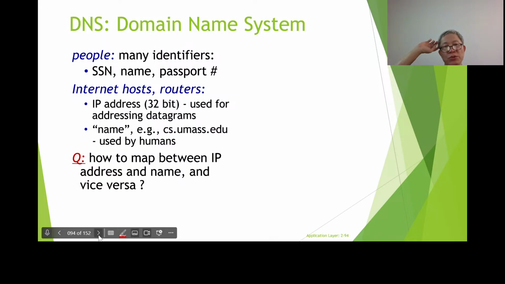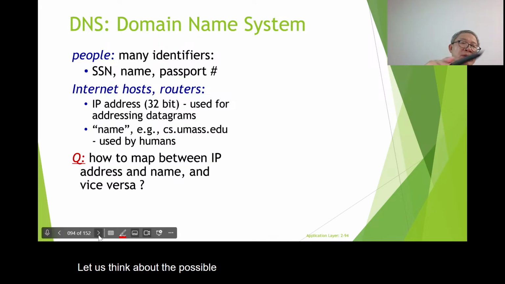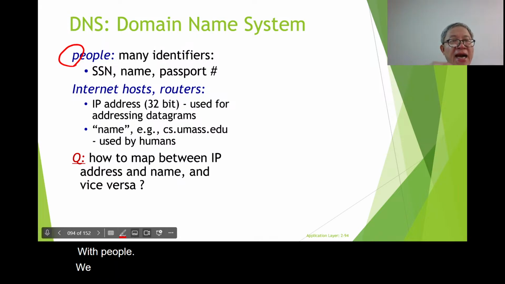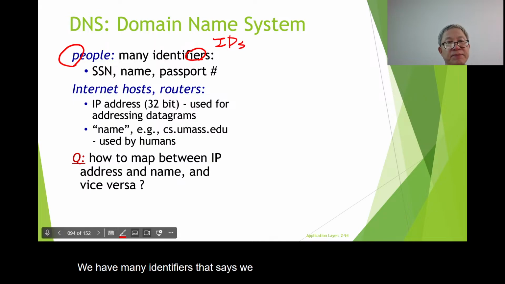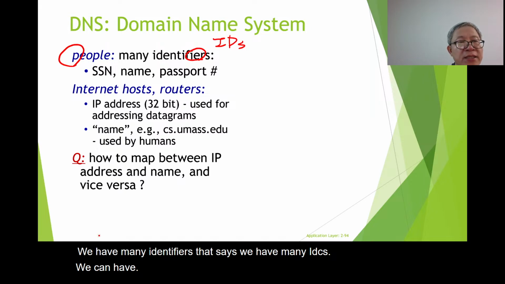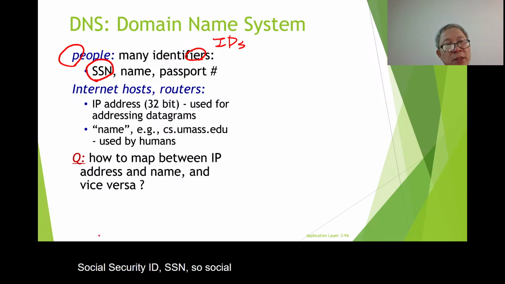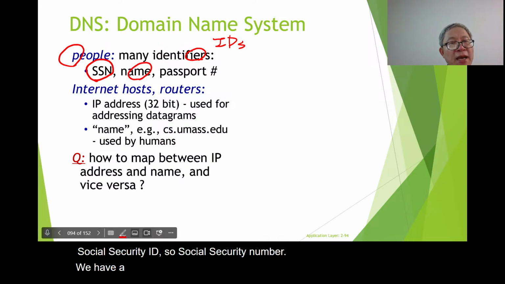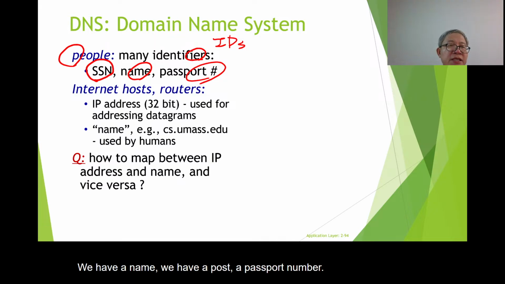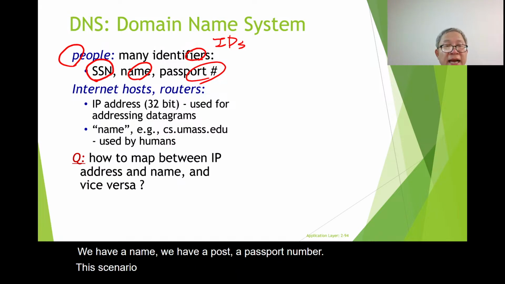Well, let us think about a possible scenario with people. We have many identifiers, that says we have many IDs. We can have Social Security ID, SSN, the Social Security number. We have a name. We have a passport number. This is a scenario in real life.